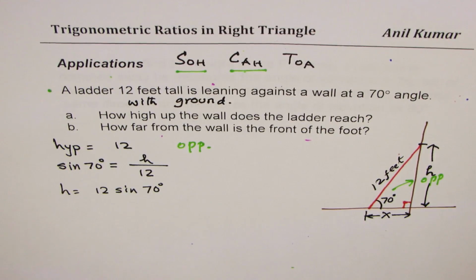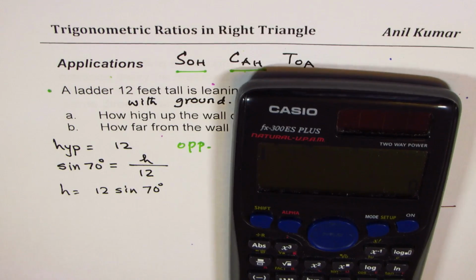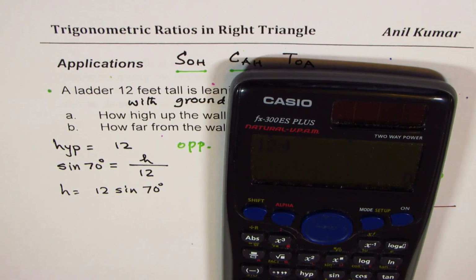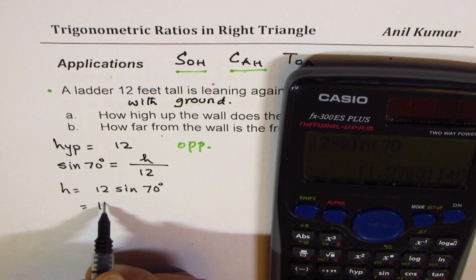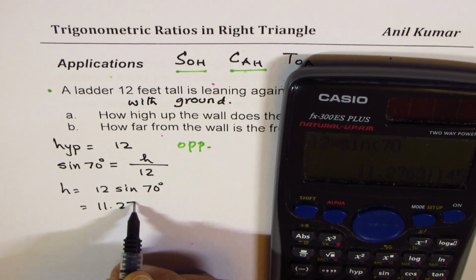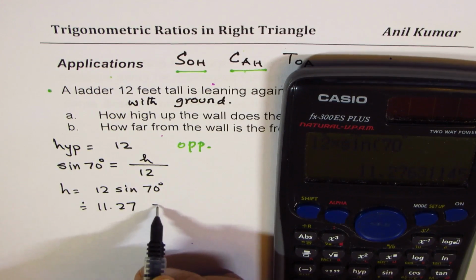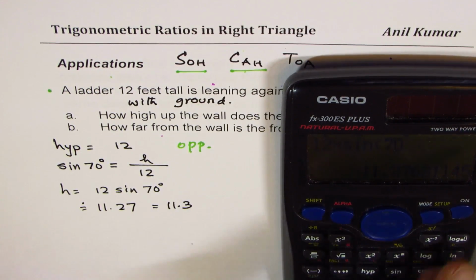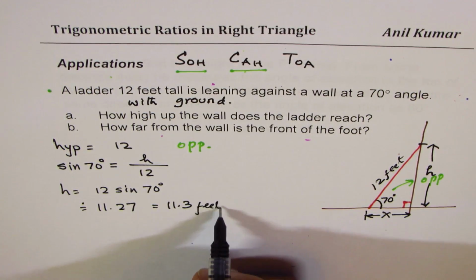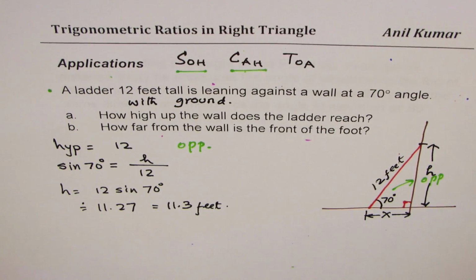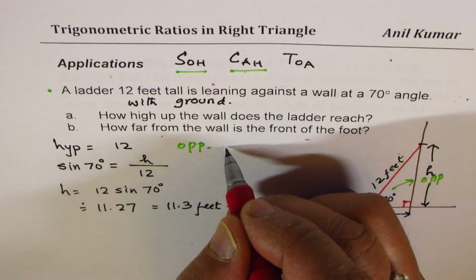Some of you may have to review ratios and fractions to really work well with trigonometry. So we have 12 times sine of 70 degrees. That gives us 11.27. So we get a height of 11.27. So let's round to 11.3, and the units are in feet. Is that clear? Now let us see how to find x.